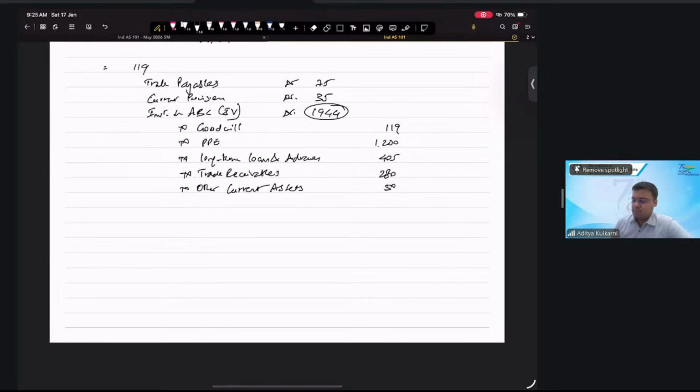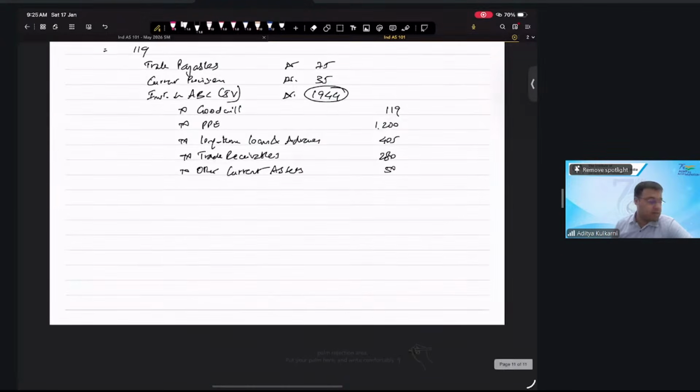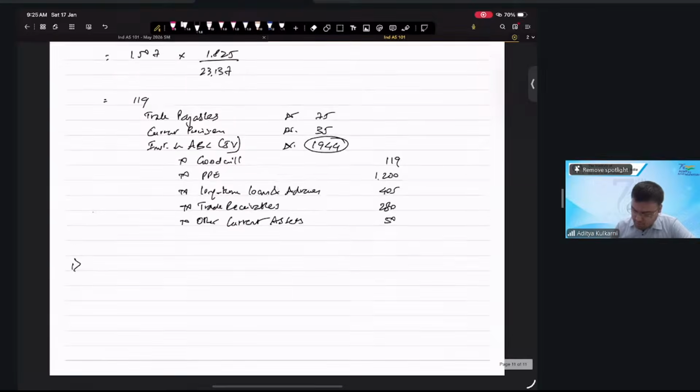So that is one point where you could find a certain mismatch. When you do a revision tomorrow, you may come across this. First one, inclusion of goodwill in the denominator.